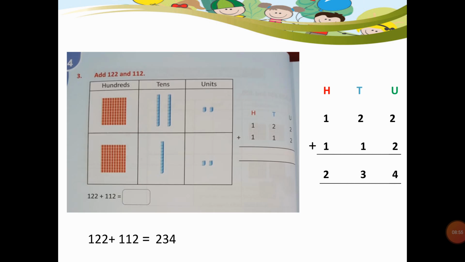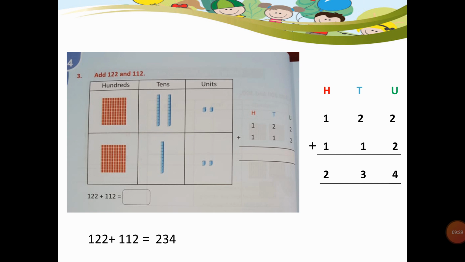Moving on to question number 3, which is given on book page number 34. But it is from the same topic. So here we also have to add 3-digit numbers. Add 122 with 112. So students, in 122 we have 1 block in hundreds column, 2 bars in tens column, and 2 units. So we will write 1 in hundreds column, 2 in tens column, and we will write down 2 in units column.